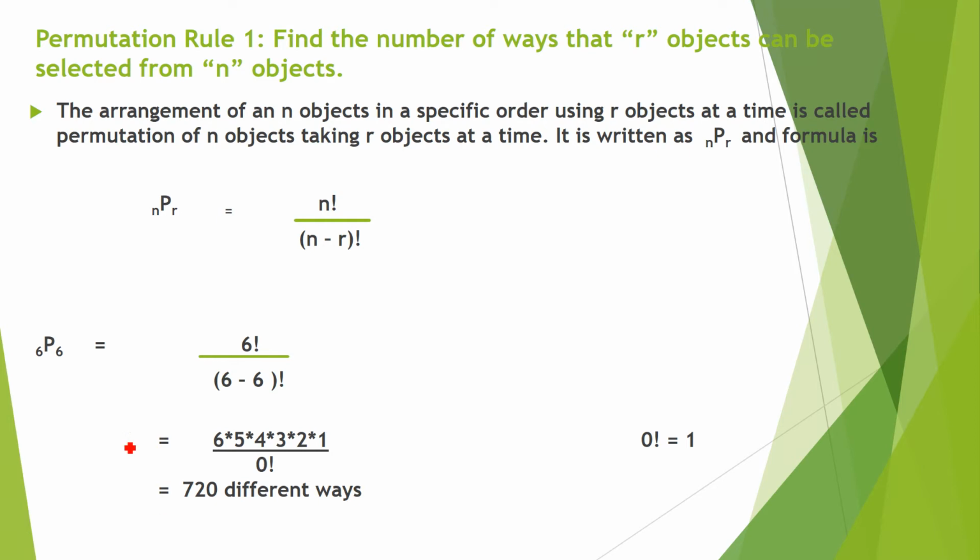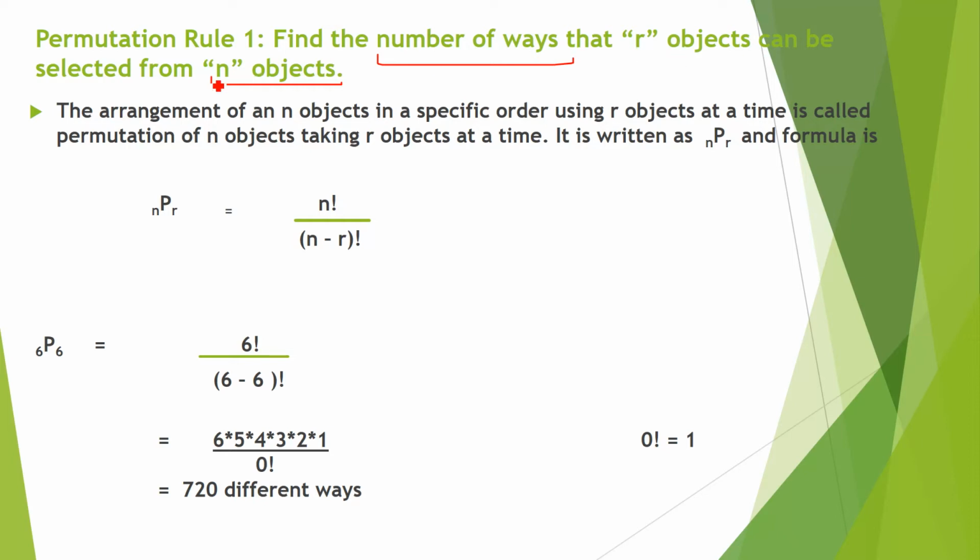One more question. There are 2 different rules of permutation. This is rule number 1: find the number of ways that r objects can be selected from n objects. Suppose you have 10 objects or 15 objects or 8 objects, just like we had 6 houses. If you want to pick 3, or if you want to pick 2, how will you find out? So the first rule of permutation is to find the number of ways.